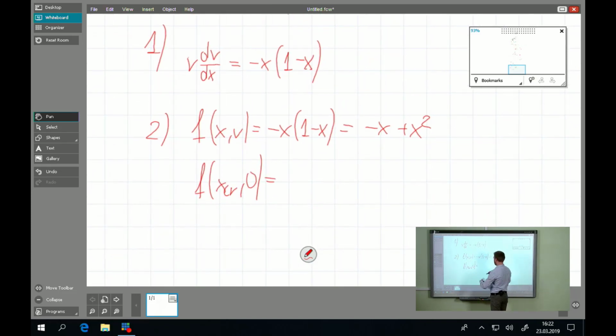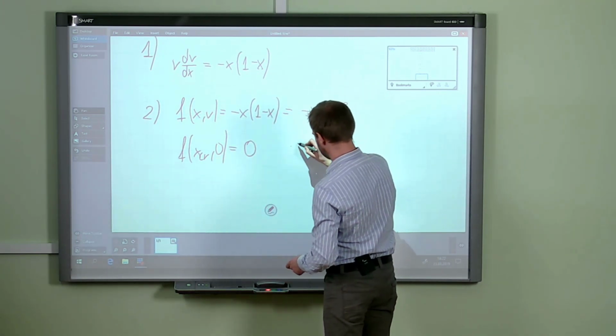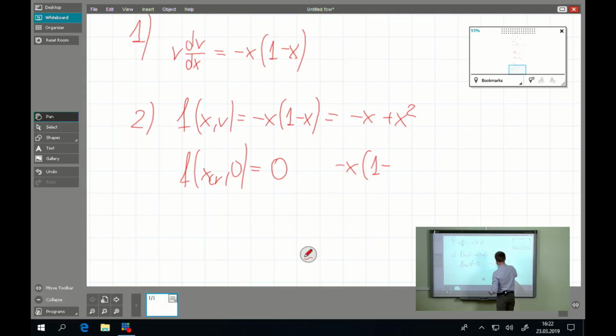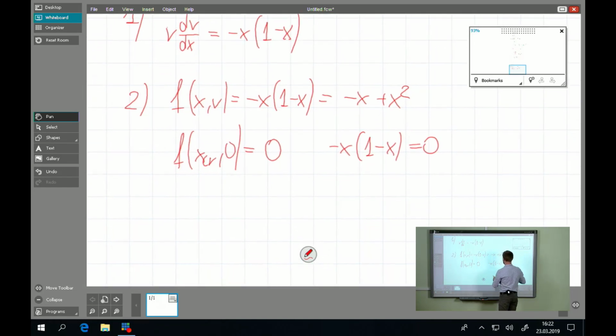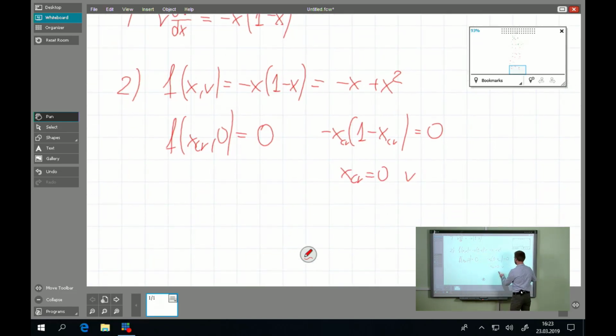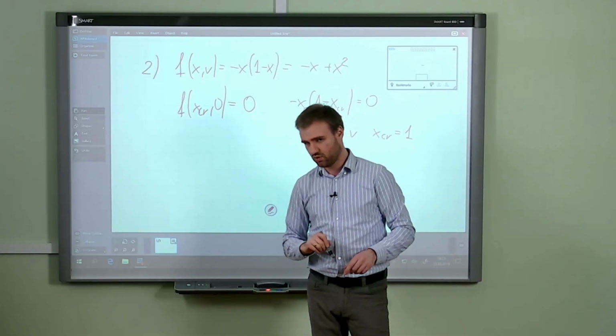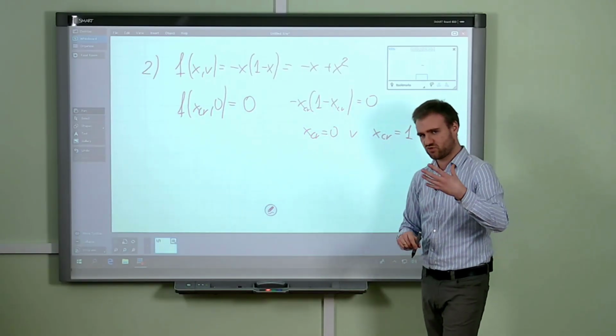It means that the right-hand side of our equation of motion will be exactly 0. Looking at that, we see that x times (1 minus x) has to be 0. It means that we have two critical, oh sorry, let's put indices here. x critical will be 0 or x critical will be minus 1. From the point of view of that equation, for that simple case, we have two critical points.